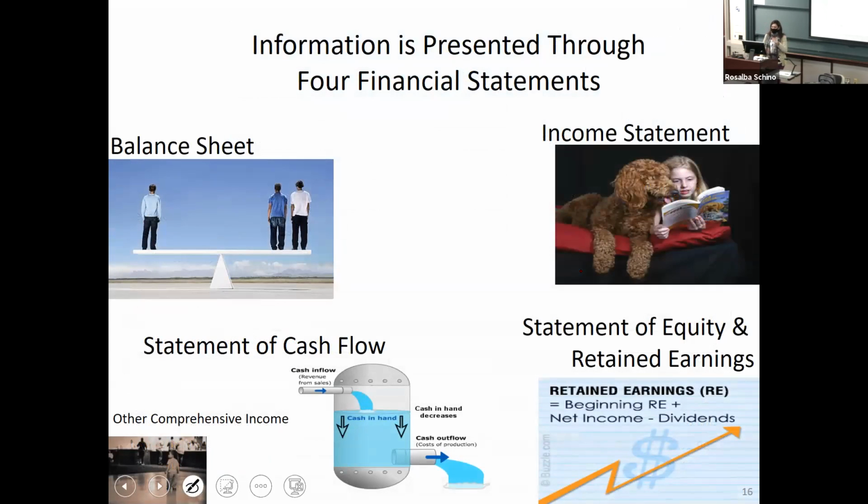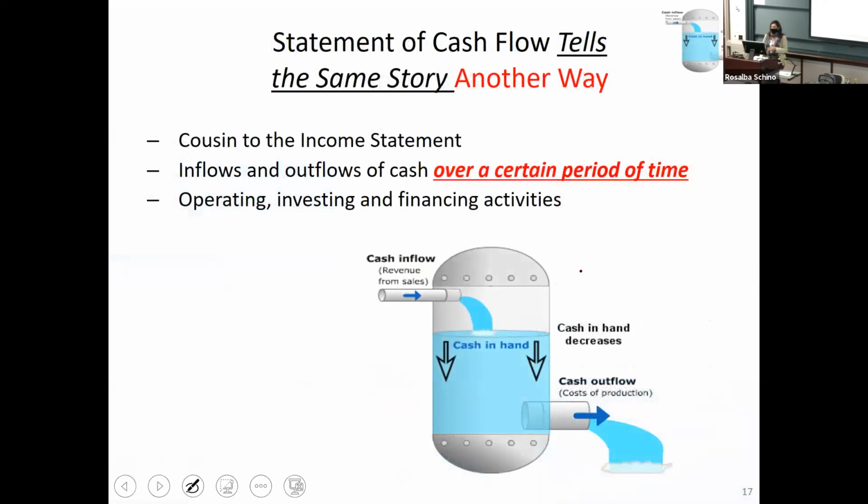So anyhow, we've done balance sheet, income statement. Again, we're not going to check on other comprehensive income. Let's look at the statement of cash flow.